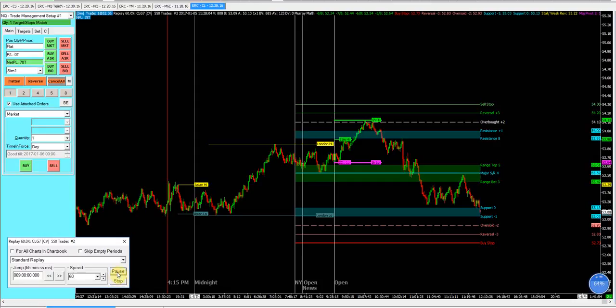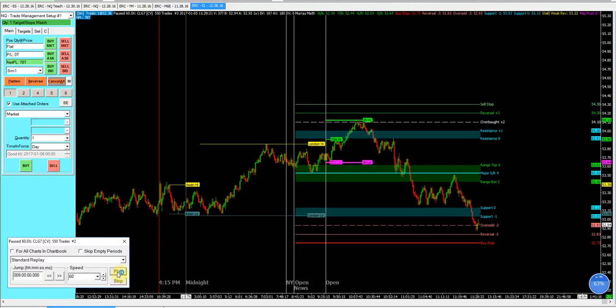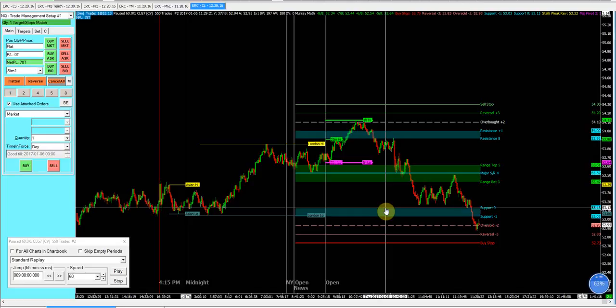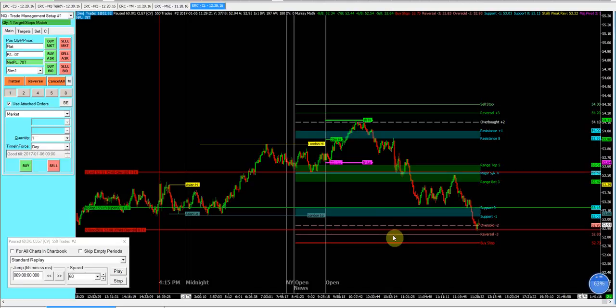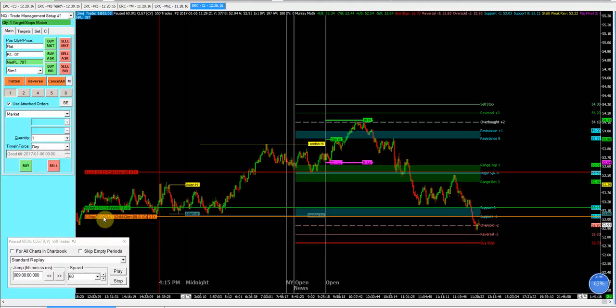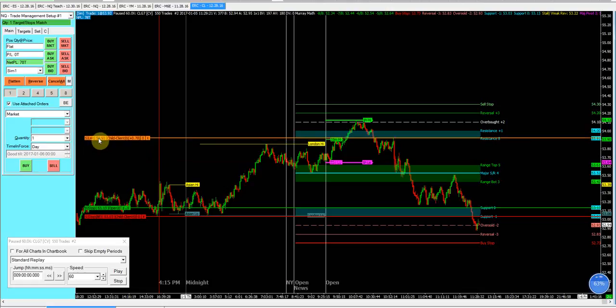So what we'll do is wait and set up for the long. Now that we've dropped below the support zone, I want to put a buy stop order at 53.13. I want to set my stop loss at support, which is 53.03, and my target back up here at 53.91. Okay? So let's see what happens.